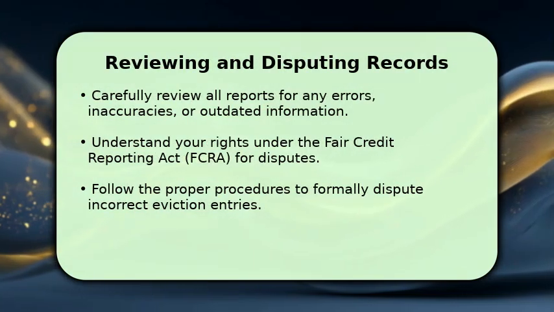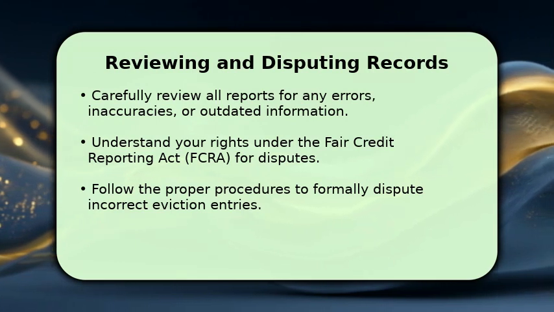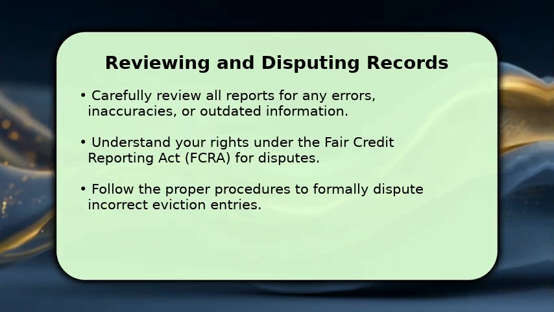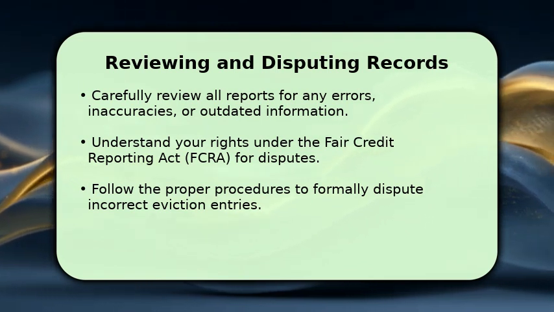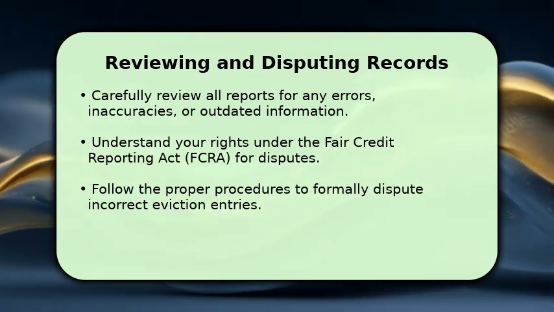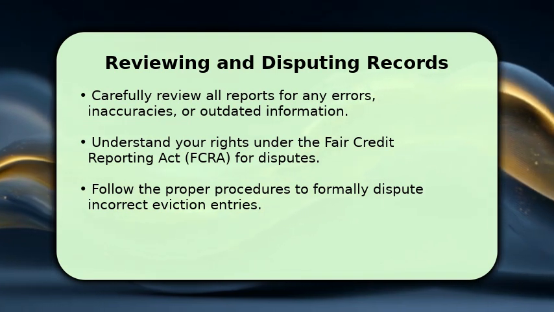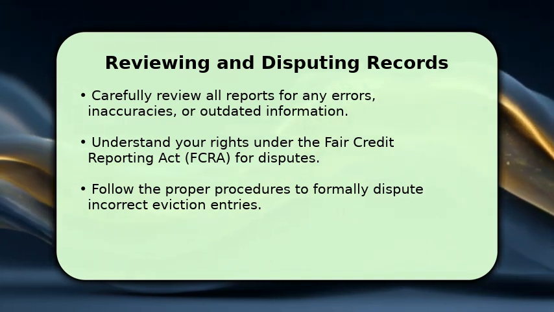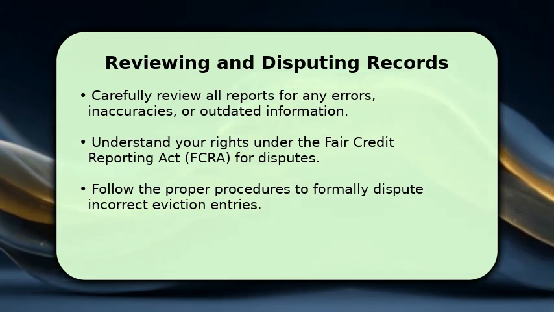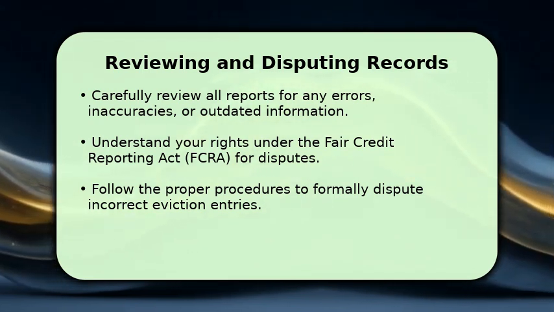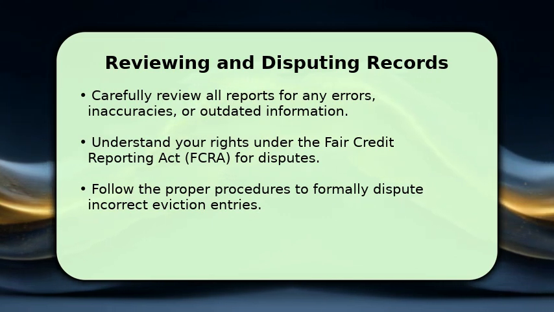Once you have your reports, meticulously review them for any errors, inaccuracies, or outdated information. The Fair Credit Reporting Act, or FCRA, grants you specific rights to dispute incorrect entries. If you find a mistake, gather supporting documentation and follow the formal dispute process outlined by the reporting agency. This can involve sending a written letter and providing evidence.